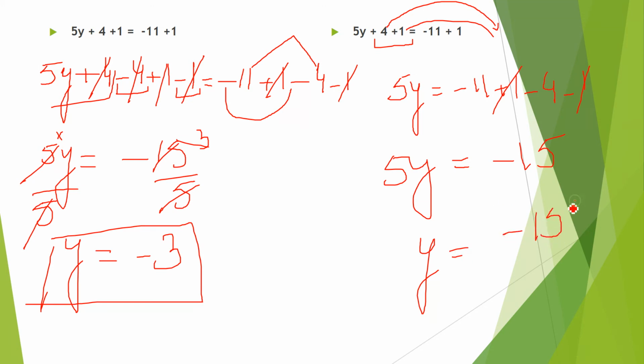And now where will this 5 go? Here they are multiplying each other. When it goes to the other side of the equation, you have to divide by 5. So 5 one time, 5 three times. So y is equal to minus 3.